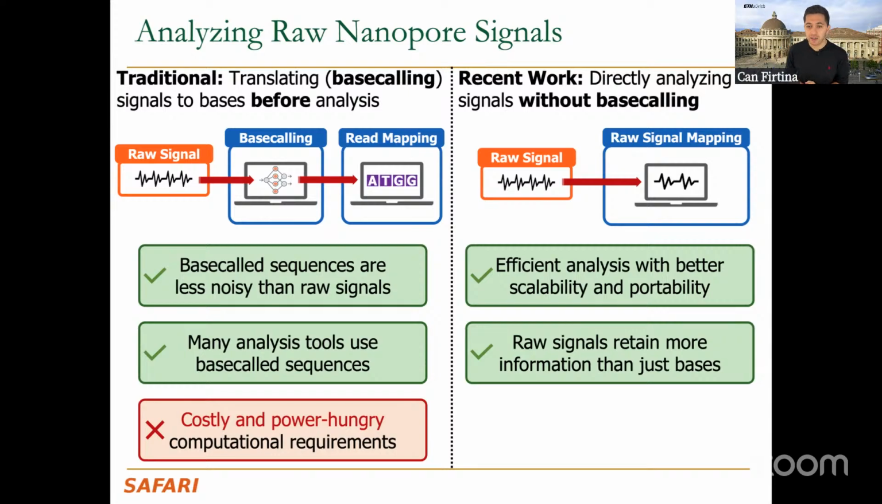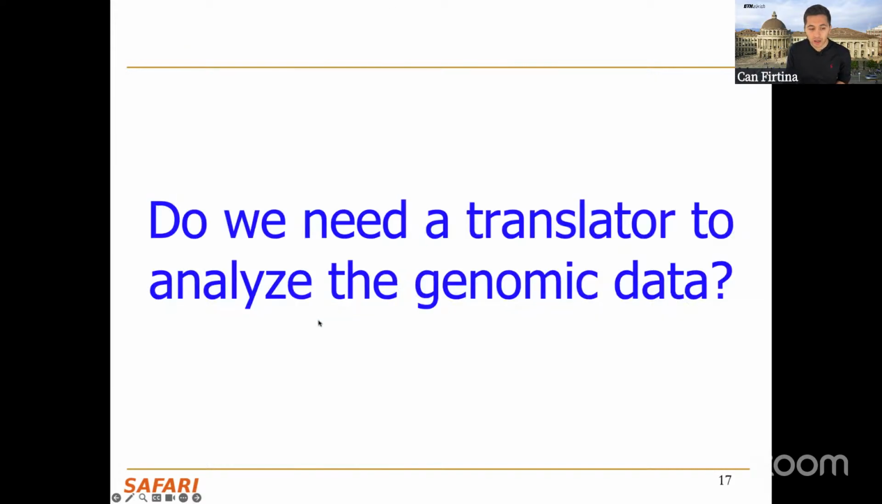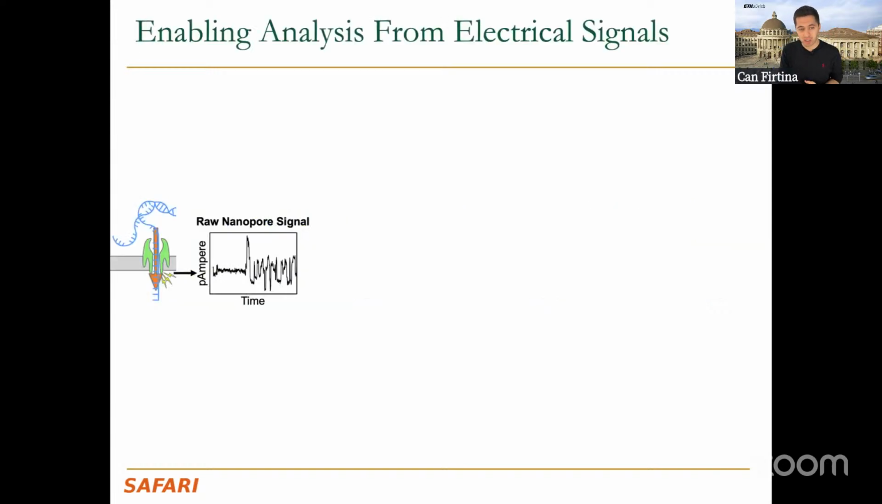So this is important information, and this is essentially rich information that we are losing unless you design your base callers in a way that also extracts this rich information and then outputs it in the base called data. So yes, this is the question that we ask: do we need a translator to analyze the genomic data? And the answer is not necessarily. I'm not saying no in a deterministic way, but it is not necessarily, it depends on the application that you're using.